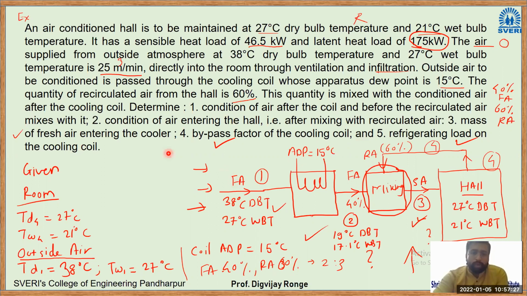Then we have to know the bypass factor of the cooling coil. Here the ADP is given, and from the ADP, when I show you, we can calculate the bypass factor also. Then the refrigerating load acting on the cooling coil. So lastly, the main thing here is the refrigerating load acting on the cooling coil. Okay. So we'll solve this example in the next lecture. So by the time, you draw this diagram.